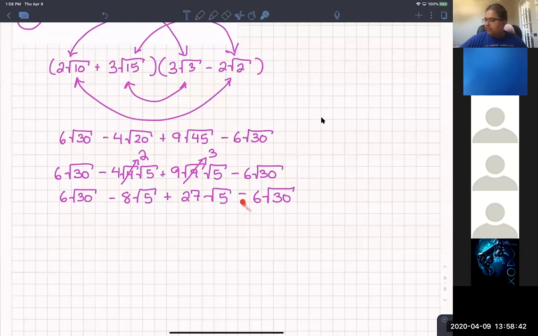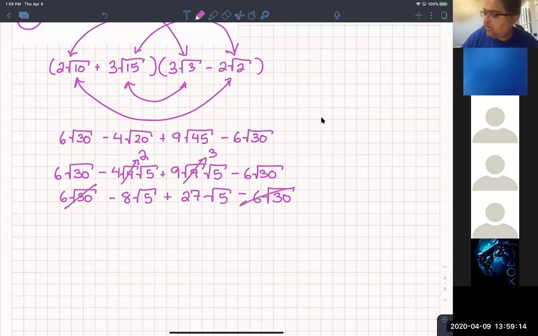Okay, and what do I get when I combine these two? What is 6 root 30 plus negative 6 root 30? What is 6 plus negative 6? That's 0. So 0 root 30, or just 0. These cancel each other out because they're opposites.